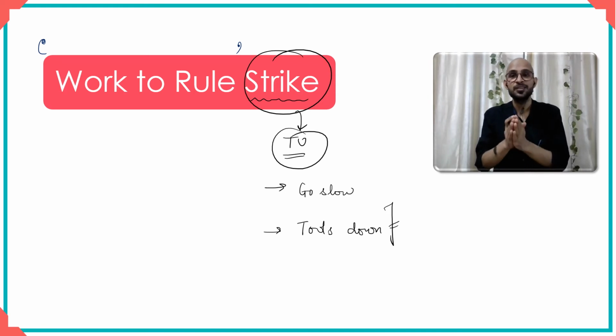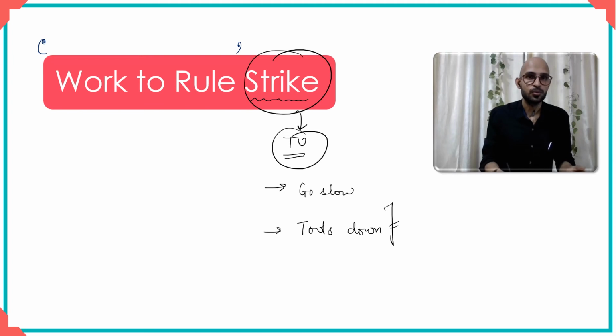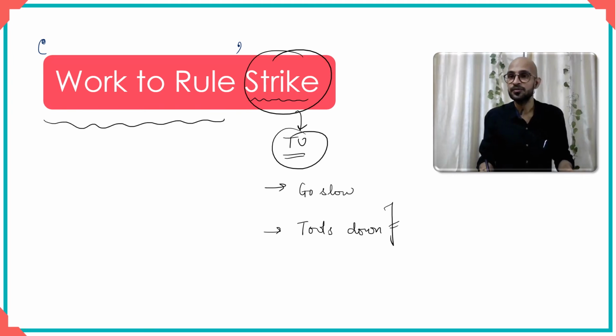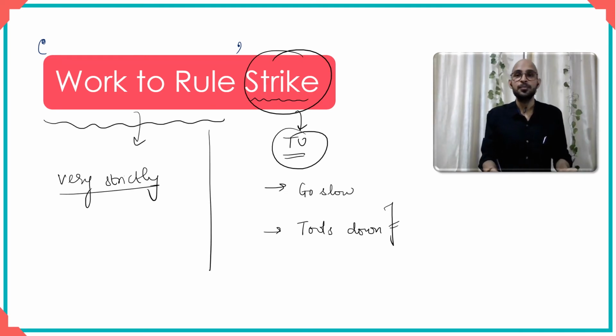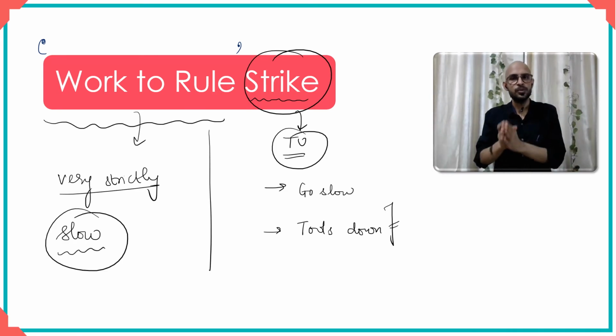You might be fascinated to know that work to rule is also a kind of strike. You know what they do in this? They very strictly follow the rules. And you know what that does? That makes the process very slow. It's very interesting to note that when you follow the rules very closely, that also causes problems. Perhaps you get an idea of what I'm trying to tell you.